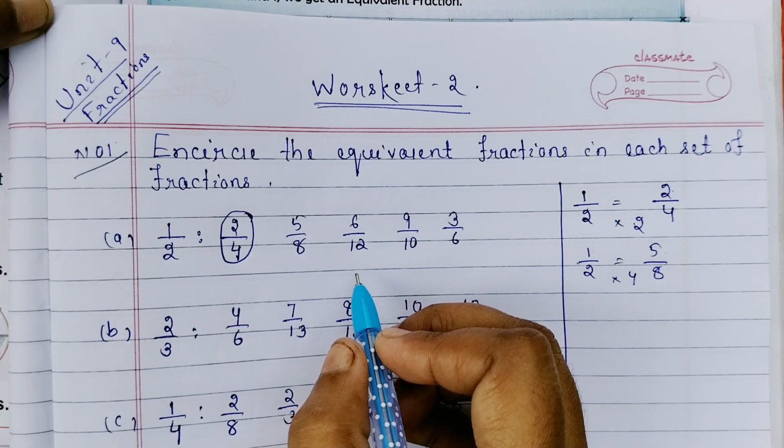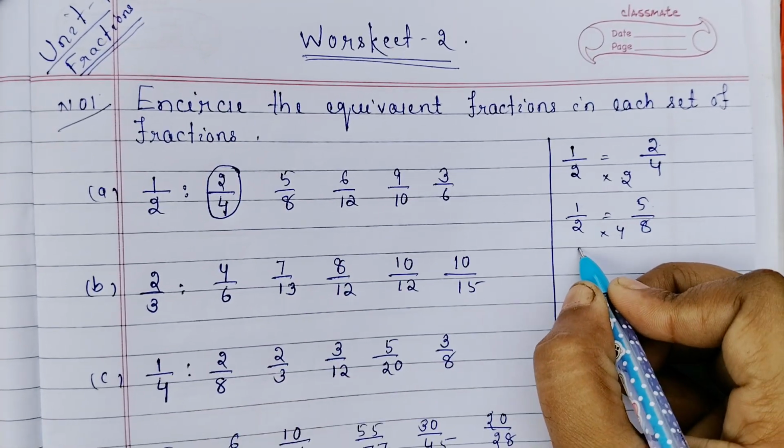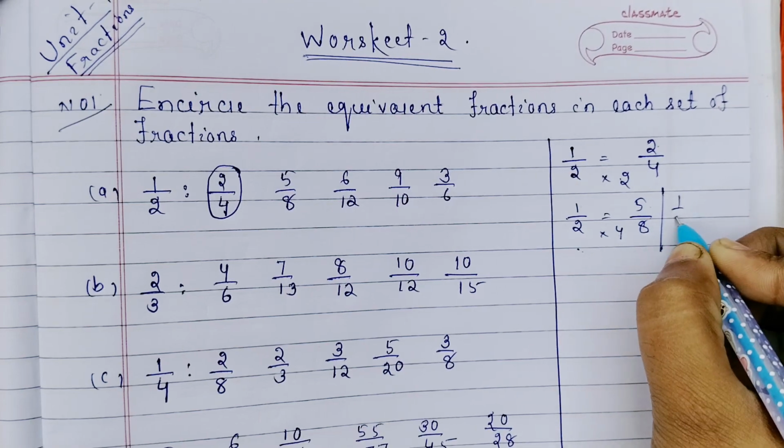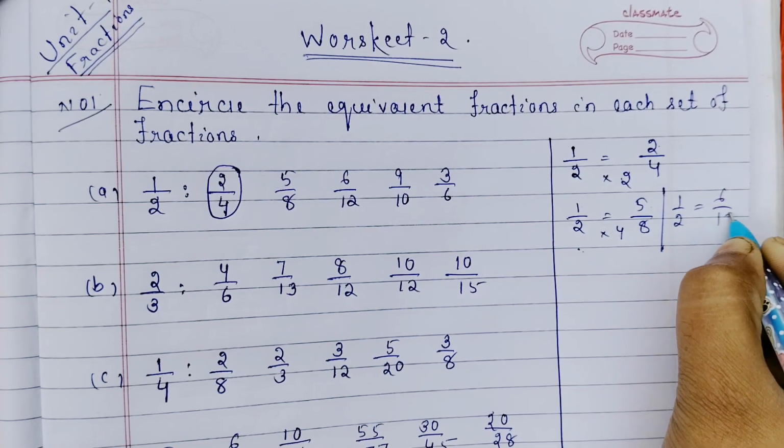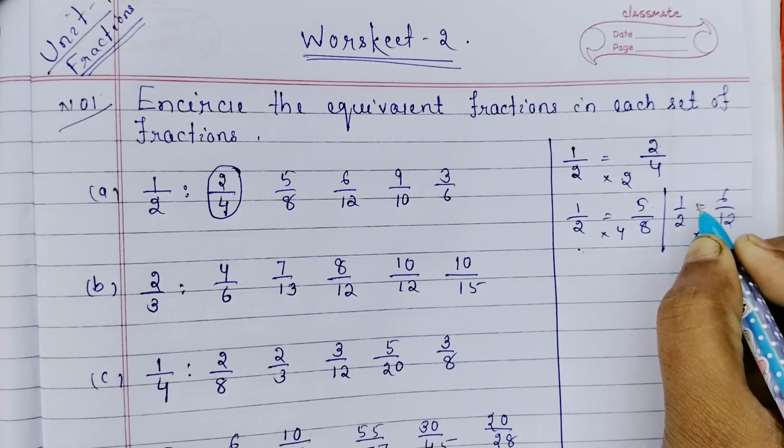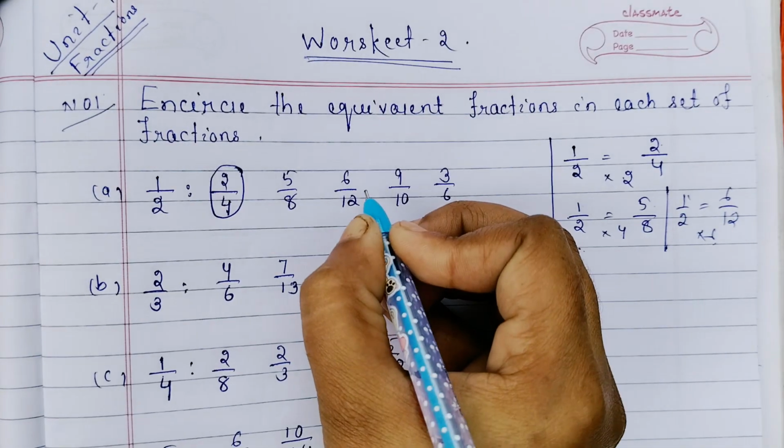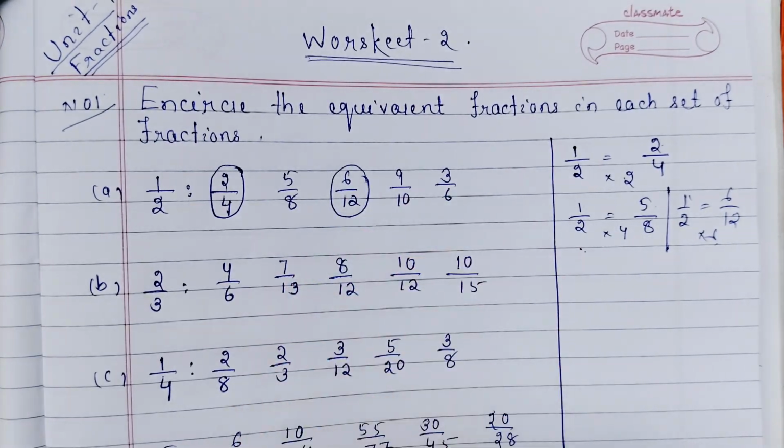Then 6 by 12, is it the equivalent function of 1 by 2? Now we see. 1 by 2 equals 6 by 12. 2 times 6 is 12. Then 1 times 6 is 6. So it is an equivalent function of 1 by 2.